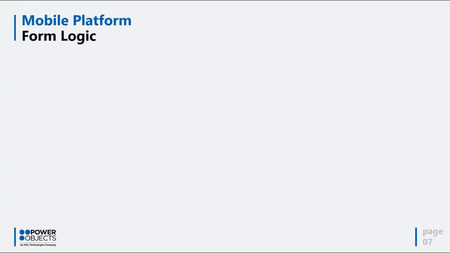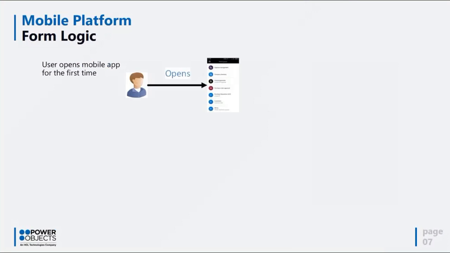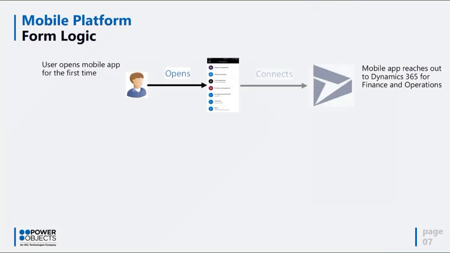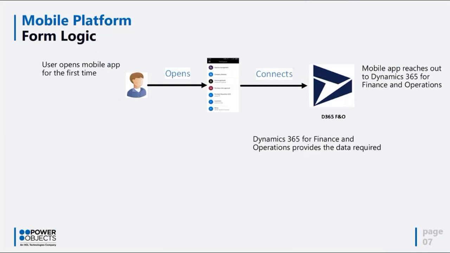So let's talk a little bit about the form logic. Okay. So what happens when I interact with a form in the mobile app? So the user opens up the mobile app for the first time. They see their published workspaces. They pick their workspace, and the mobile app is going to reach out to finance and operations for that initial get. Okay.